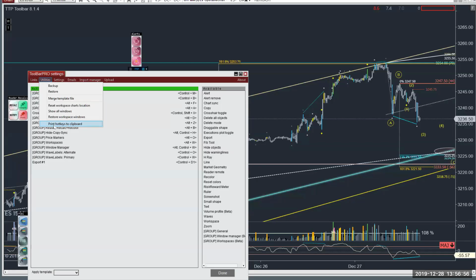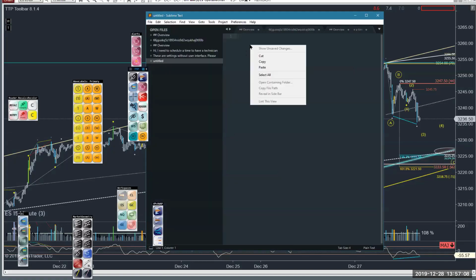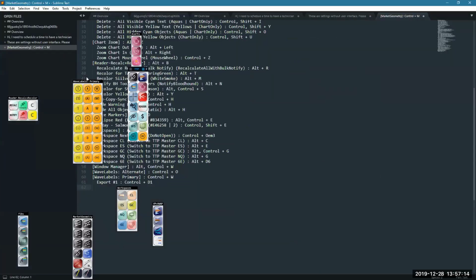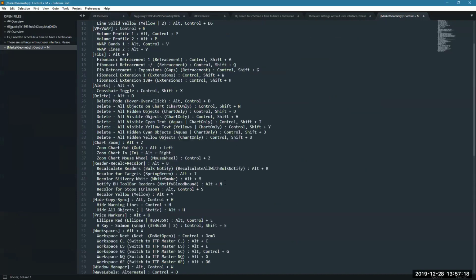So I'll click this button. It actually copies it to the notepad, or to the clipboard rather. And then you can paste them out right here. So these are all the different functions or buttons that I have, and all of the associated hotkeys.